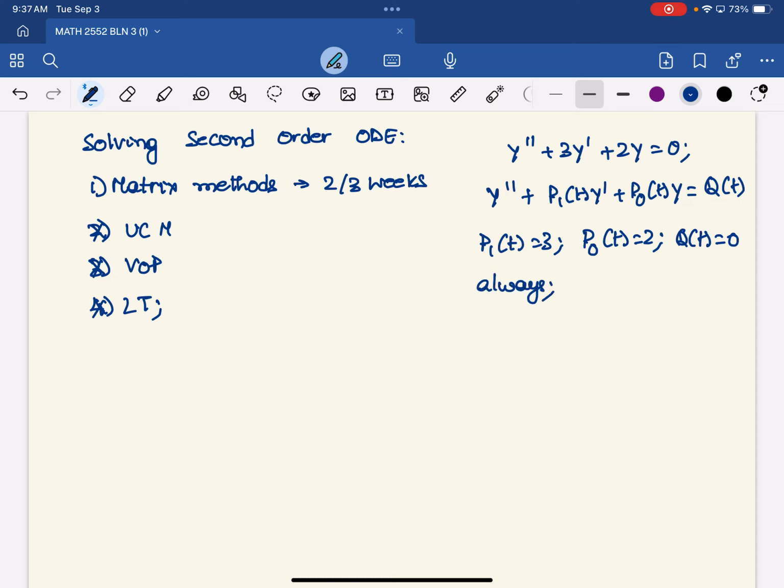So this is a second order homogeneous linear ODE. Do you agree with me in that?